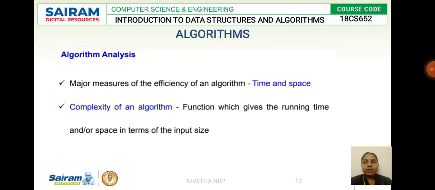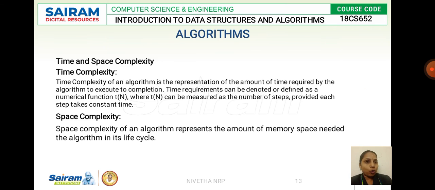When you come to algorithm analysis, these two factors come into concern: time and space. The complexity of an algorithm depends upon these two functions: the amount of time taken to execute and the amount of memory it occupies. Okay, that is what is given. What is time complexity and space complexity? Again, time complexity is nothing but time taken.